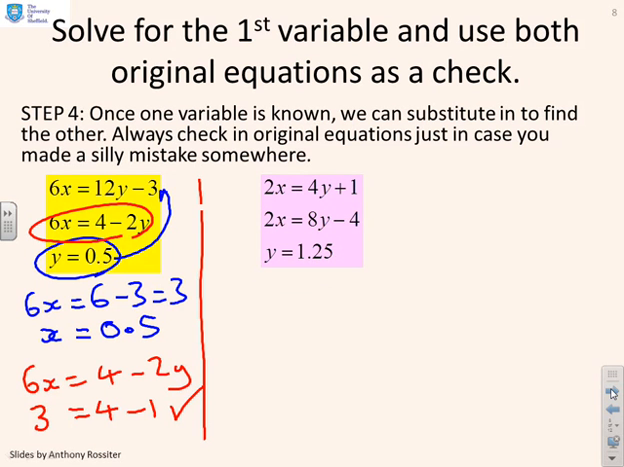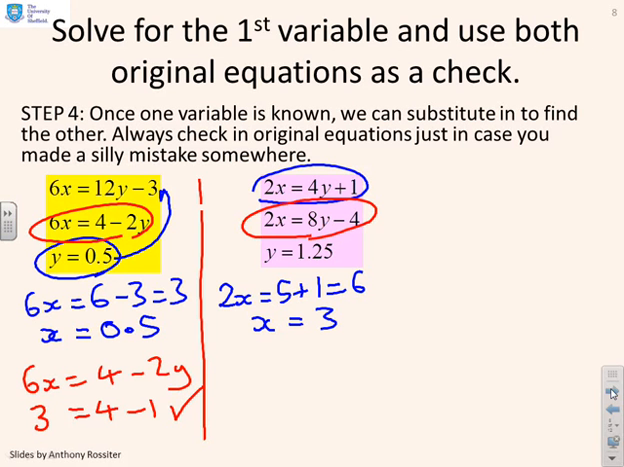Next one. We've got y equals 1.25, so let's substitute that in the top equation to solve for x. So 2x equals 5 plus 1 equals 6, which tells me that x equals 3. Next, use the second equation for your check. So 2x equals 8y minus 4. Put the values in. 6 equals, now 8 times 1.25 is 10, minus 4, and it checks.